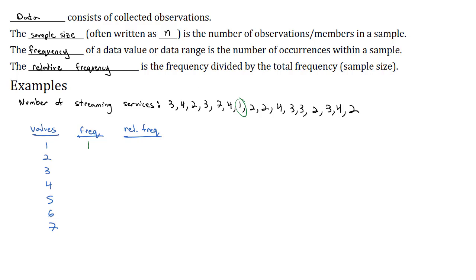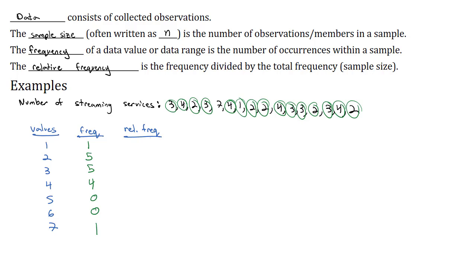How many times did the number 2 occur? 1, 2, 3, 4, 5 2s. How many times did the number 3 occur? 1, 2, 3, 4, 5 3s. How many times did the number 4 occur? 1, 2, 3, 4 4s. And we see 0 5s, 0 6s, and 1 7.